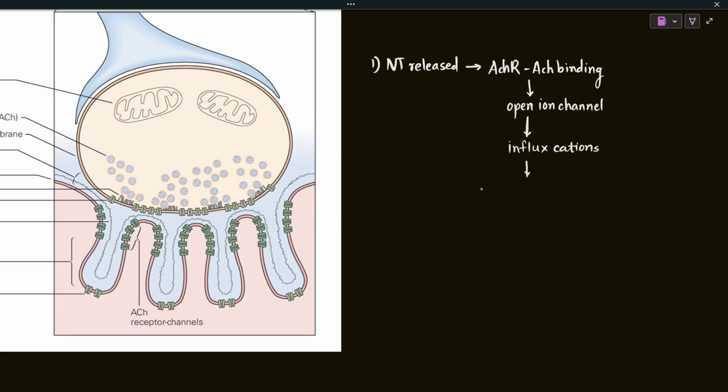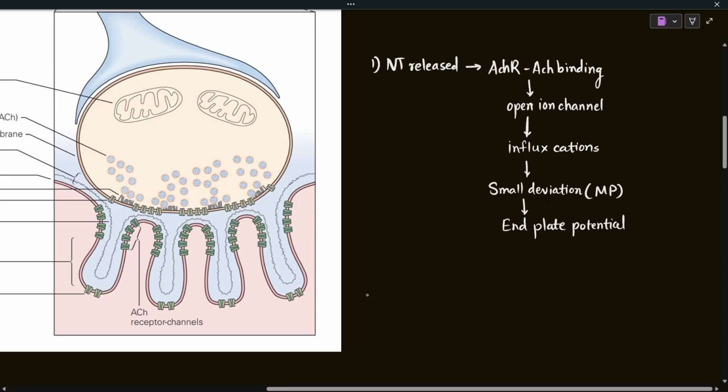This will momentarily change the membrane potential. There will be a small deviation in the membrane potential, and that is known as the end plate potential. Well, end plate potentials created at the neuromuscular junctions are not really small; they have a significant value. So this membrane potential change is known as the end plate potential.